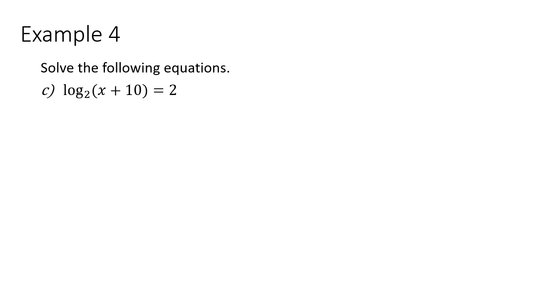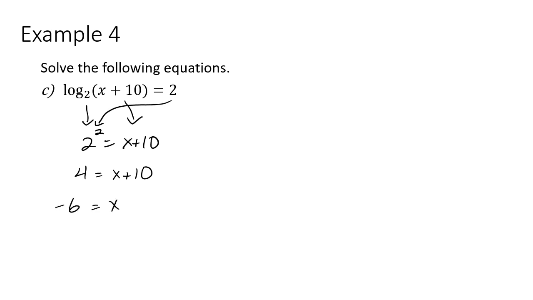So next up, we've got log base 2 of x plus 10 is equal to 2. Try pausing the video here and see if you can solve this equation for x. All right, so I'm going to bring down the base. The 2 comes over to the other side. The x plus 10 moves across to the right. 2 squared would be 4. And now I'm going to subtract 10 from both sides. 4 minus 10 would give me negative 6.